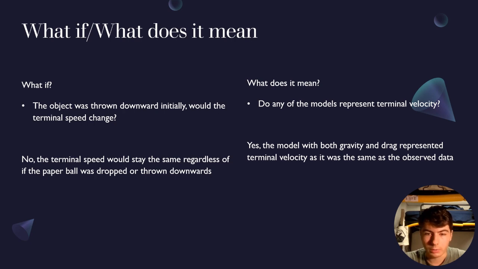And what does it mean? Do any of the models represent terminal velocity? Yes. The model with both gravity and drag represented terminal velocity. It was very, very similar to the observed data.